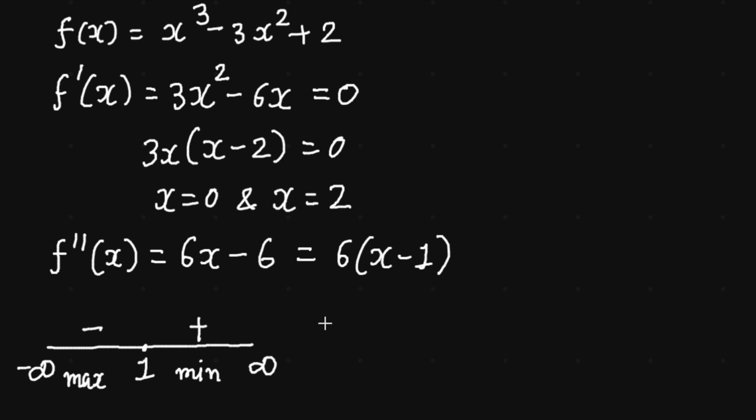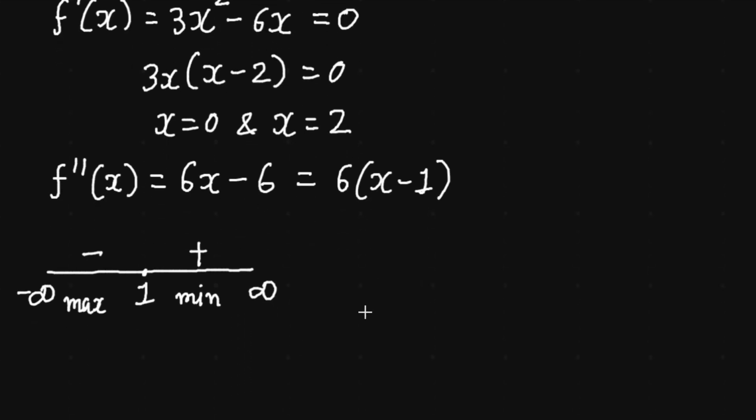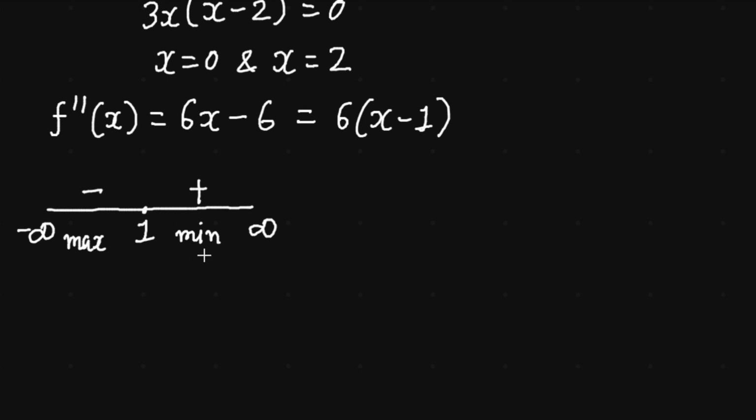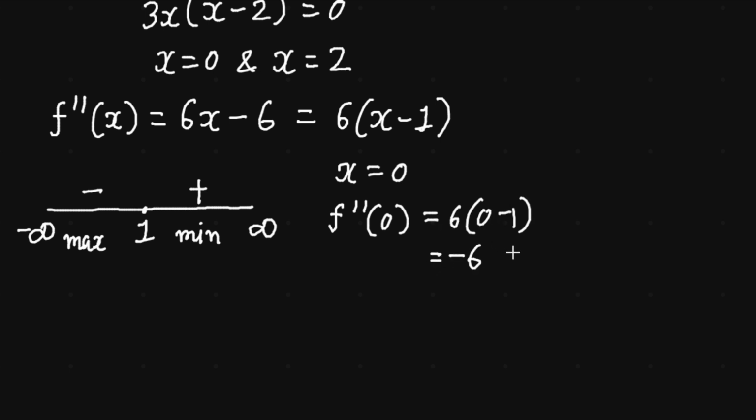So now let us check this by plugging the critical points into the second derivative. So for x equals 0, our f double prime of 0 would be 6 times 0 minus 1, which is minus 6, which is less than 0. So our function f will have a local maximum at point 0 and our function will be concave down.